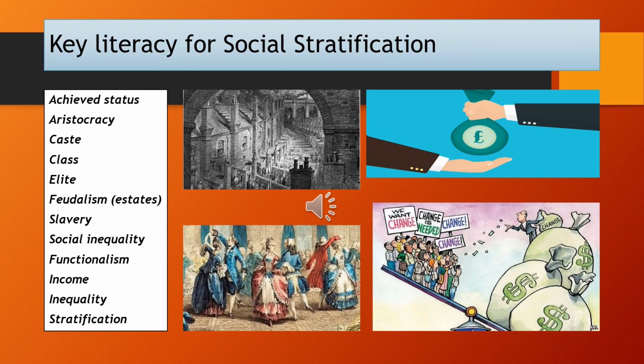Functionalism is the key perspective we've looked at, so Davis and Moore are the studies that you need to look at, and the idea that stratification is a universal necessity, it's needed for every society. Income is how much money comes in, quite literally. Inequality is any difference. Usually people mean money when they say inequality, but it can be other things. And stratification, the putting of people into different groups, essentially.